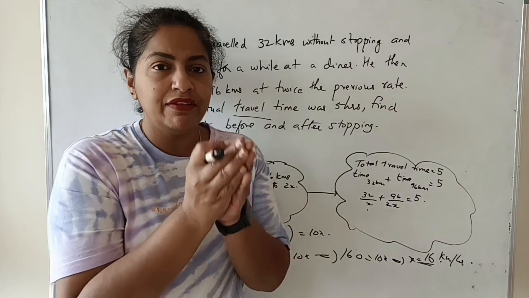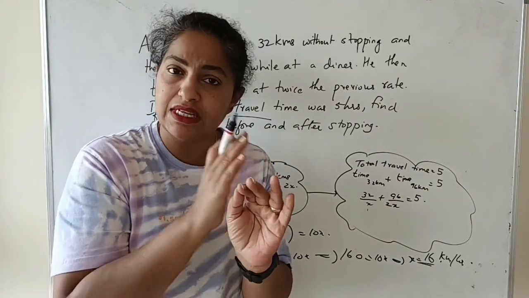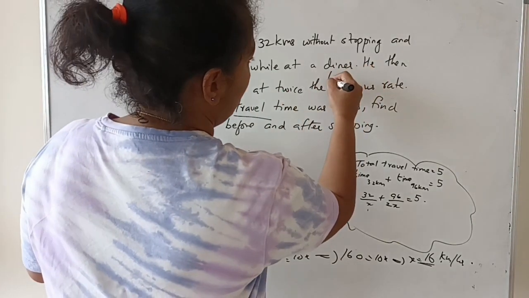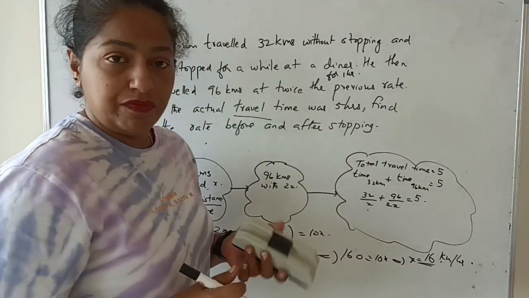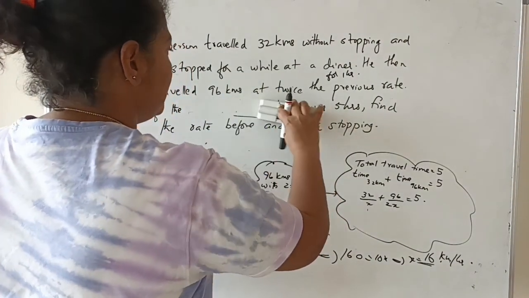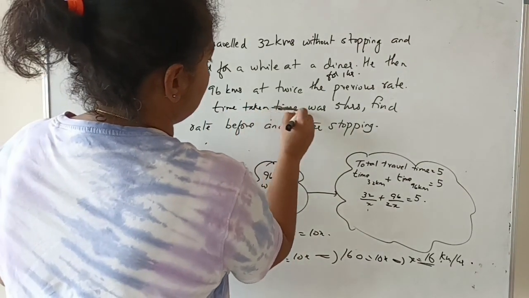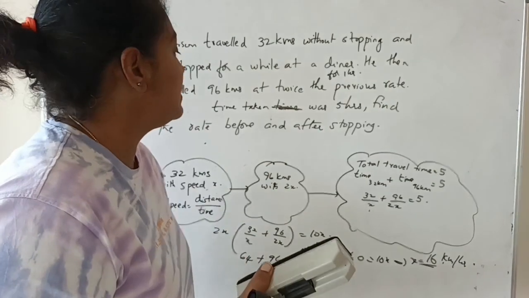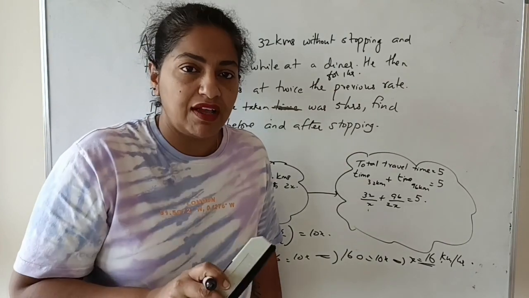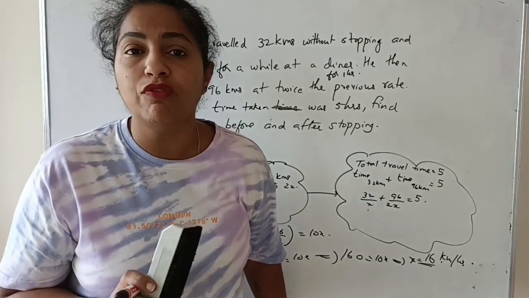Now in this question, the time spent at the diner is of no importance. Suppose they change the question slightly, like he stopped for a while at a diner for 1 hour. And then they tell you that if the time taken was 5 hours, find the rate before and after stopping. In that case, what should you do? In order to find the required travel time, you need to subtract the time spent at the diner from the total time of 5 hours.